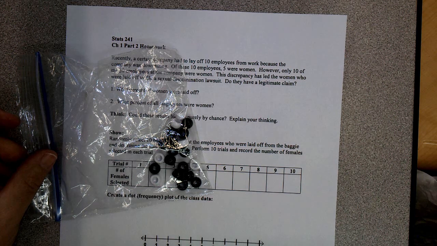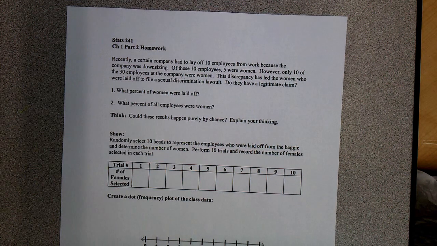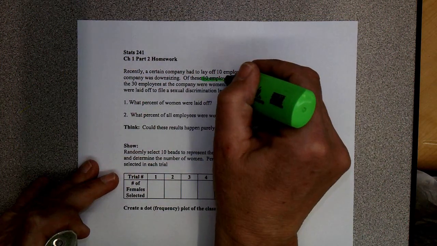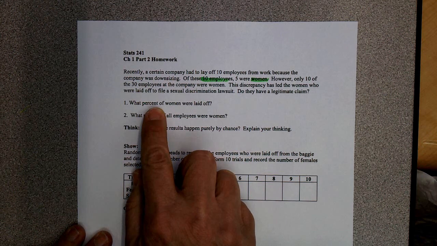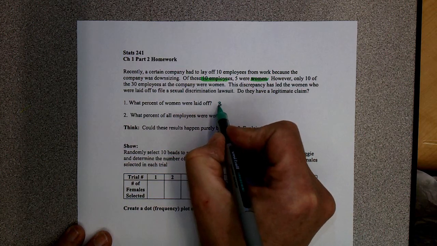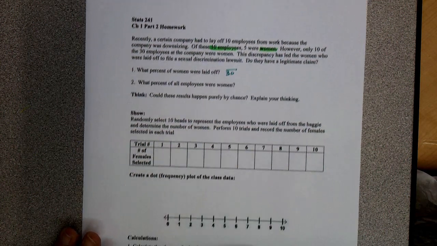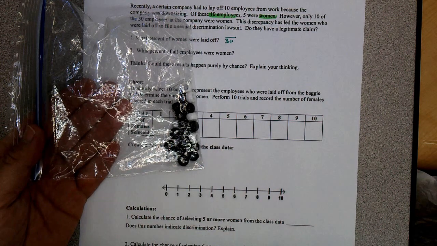So notice I have black beads that represent the male and white beads that represent the female. There are 10 employees that are females, so there are 10 white beads, and there are 20 males, or 20 black beads. What you're going to do is answer some questions about percentages. Notice there are 30 people working at this company, so that is your whole. What you're going to do then is take your sample from this population.